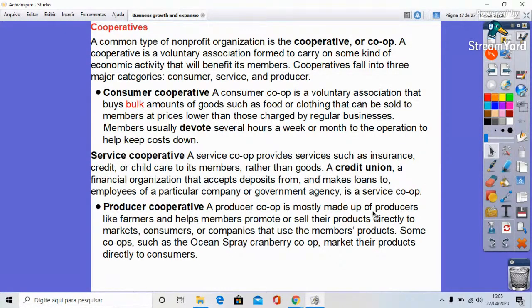We have a producer cooperative. It's made up, of course, of producers. We have farmers, for example, where they promote and sell their products directly to markets, consumers, or companies that use the members' products. Some of these co-ops, such as the Ocean Spray Member Co-op, market their products directly to the consumers. So sometimes the producer can sell their product directly to the consumer.